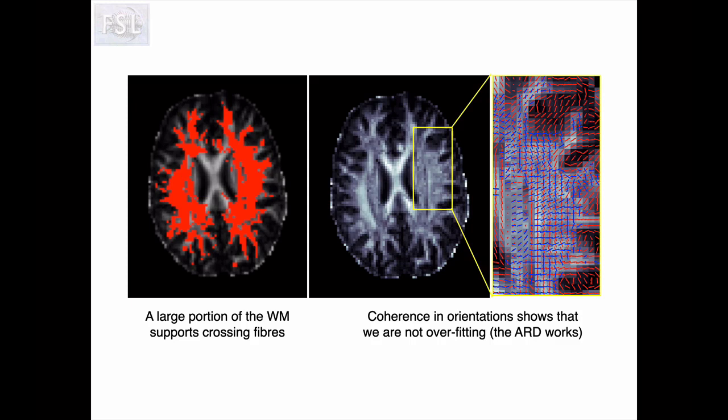This plot is just to illustrate on the right that these crossing fiber orientations are actually coherently oriented with each other, indicating that they actually represent real tracks and are not just fits to the noise.